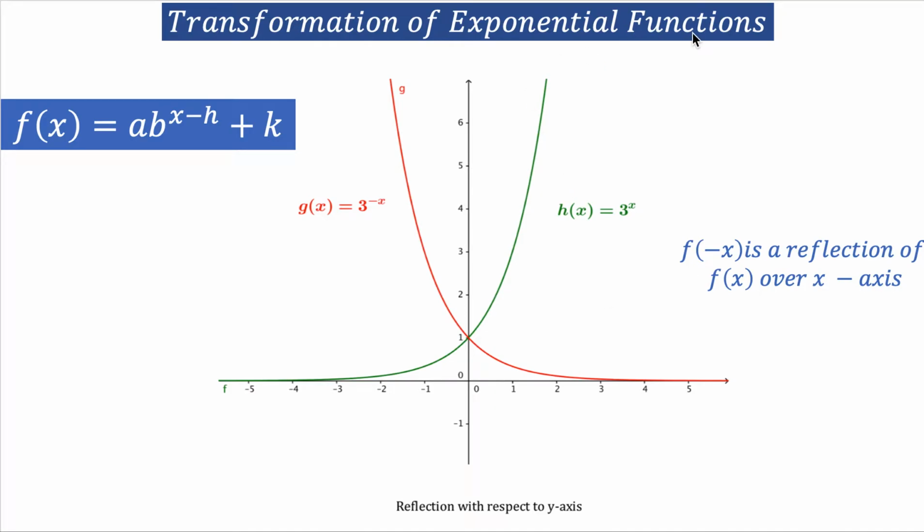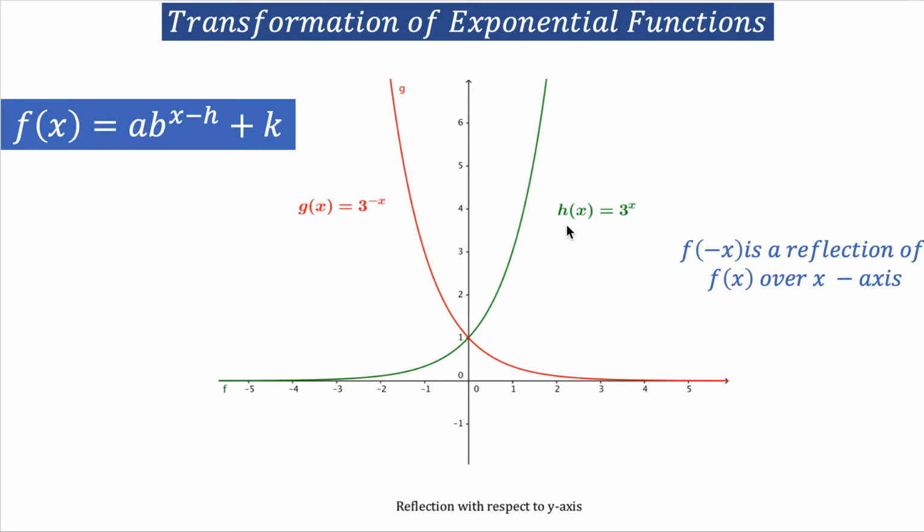Transformation of exponential functions. The general formula of an exponential function is a times b to the exponent x minus h, plus k. A represents the factor of vertical stretching or compression. B is the base. X is an exponent, but if we have a coefficient in front of the x, it represents the horizontal stretch or compression. And x minus h represents the horizontal shift or translation of the exponential function, and k represents the vertical translation of the exponential function.